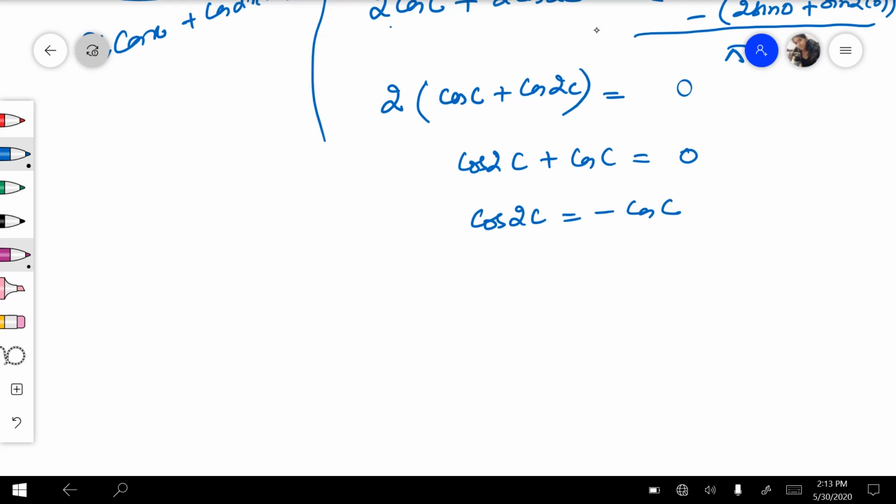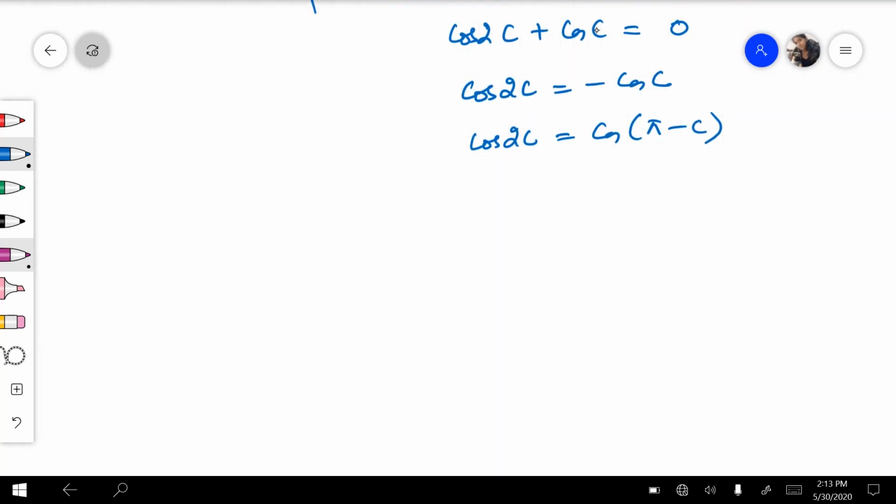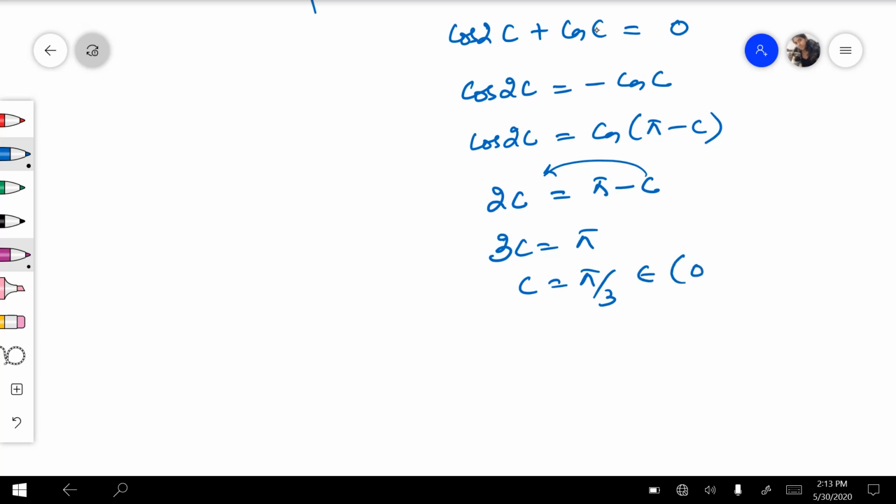Since c is between 0 and pi, that means it is between first quadrant and second quadrant. तो हमारे पास क्या आ गया, this is equal to cos of pi minus c, which gives you 2c is equal to pi minus c, or if you will transpose the c on left hand side, you will get thrice c is equal to pi and c is equal to pi by 3, which belongs to 0 to pi. Hence LMVT is verified.